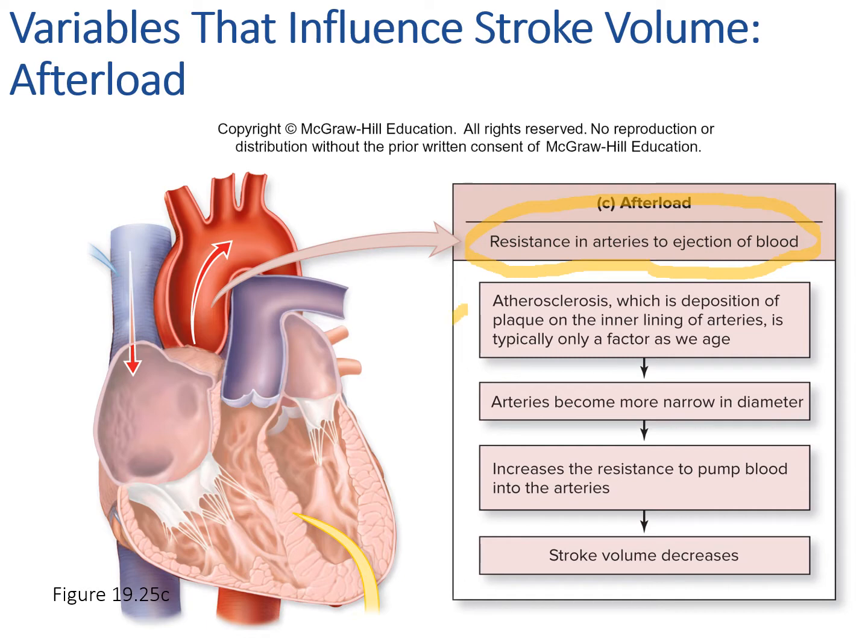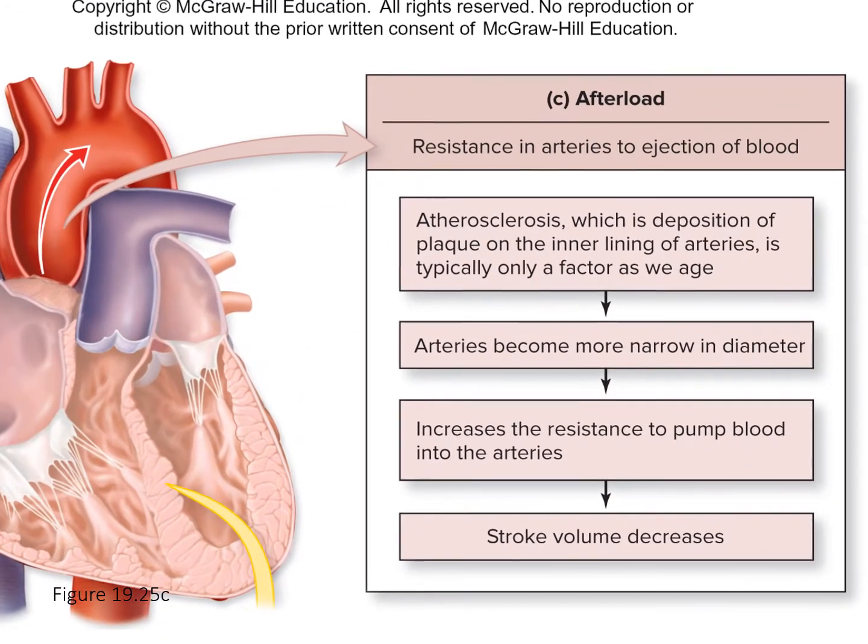Atherosclerosis, which is deposition of plaque on the inner lining of the arteries, goes up as we age. Arteries can become more narrow in diameter at any moment, increasing the resistance, and the stroke volume would decrease because it just has a difficult time emptying into a high resistance pipeline. So you could think of the heart as the pump, and the pump doesn't work well if you have a clog in the pipes.